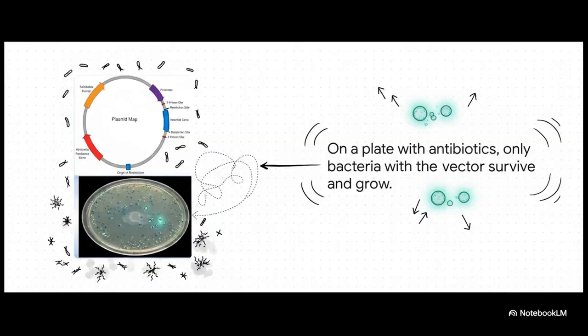After we try to get our vectors into the bacteria, we spread them all out on a petri dish that's been laced with an antibiotic. So any bacteria that didn't pick up our plasmid, well, they die. Only the ones that have our vector and its antibiotic resistance ID tag can survive and grow into these little colonies you see. It's a super effective way to sort the winners from the losers.